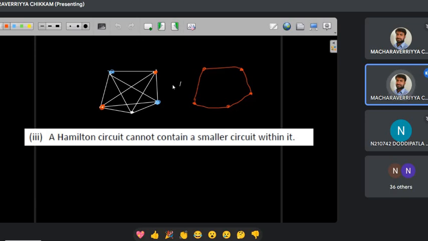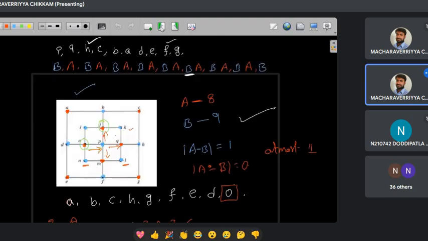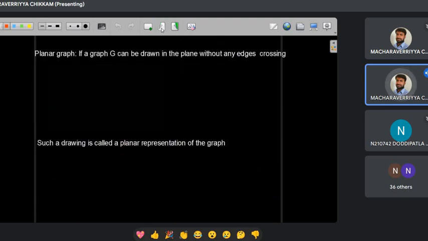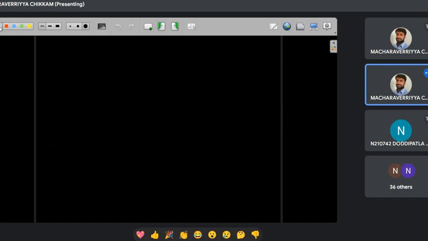So let us discuss planar graphs now. When we say a graph is a planar graph, you take a graph, and suppose you are able to redraw the graph in such a way that no two edges are intersecting. I mean, no two edges are crossing. If you are able to draw the graph in a plane with this condition, we say that the graph is planar. For example, you take K4.